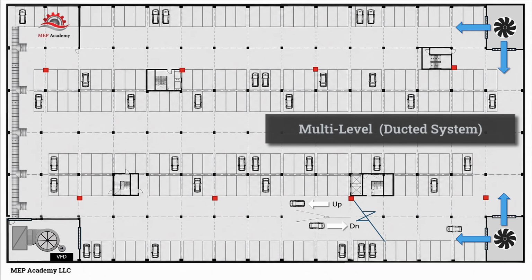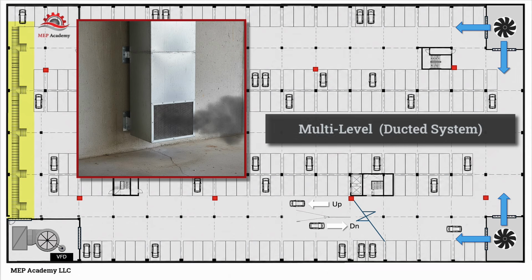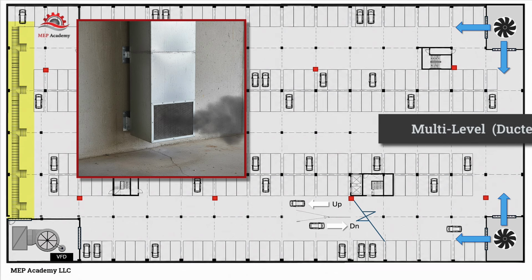Multi-level parking, ducted system. Another common approach uses ductwork to collect exhaust air from multiple pickup points located throughout the garage. This arrangement allows the main exhaust riser to be located in one corner of the building, which is often necessary when a high-rise structure occupies the space above the garage. There are many variations of both ducted and non-ducted garage ventilation systems, depending on the building layout and project requirements.